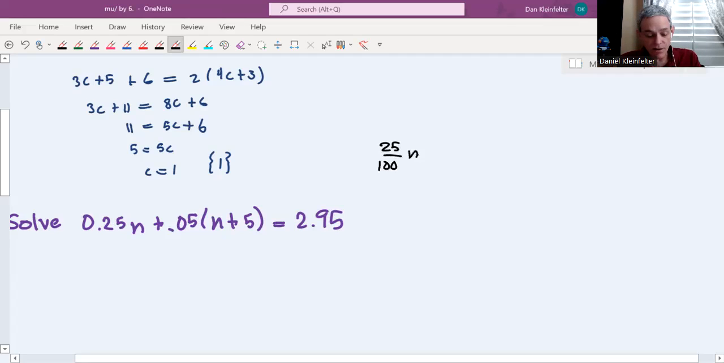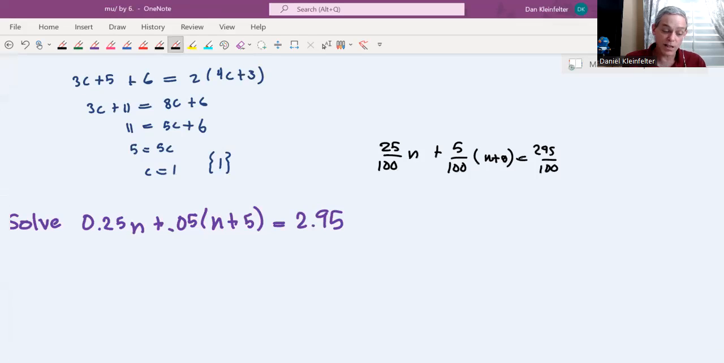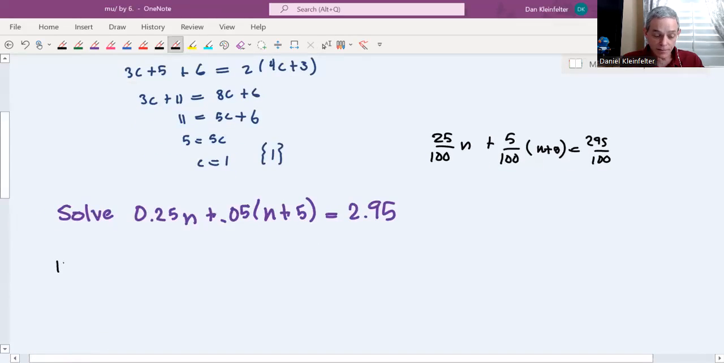That will be 25 hundredths n, and then we'd have 5 hundredths n plus 5. And then the right side is 295 hundredths. Okay, so if it was a fraction like this, we could see, okay, well, we would multiply by the LCD here, which would be just 100. So we're going to multiply both sides by 100. And it turns out that we don't need to write this as a fraction in order to get this done.